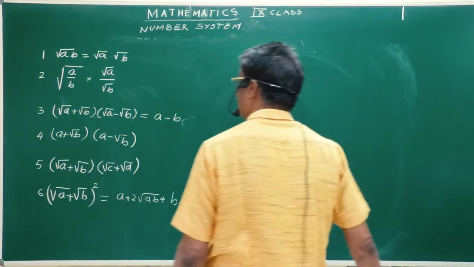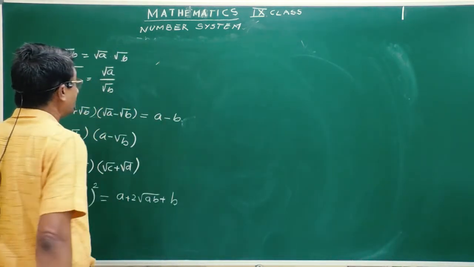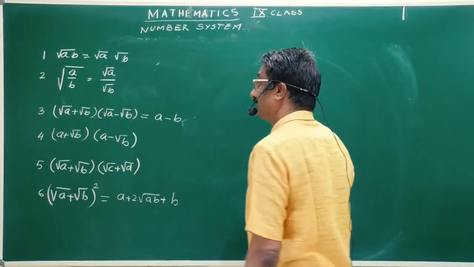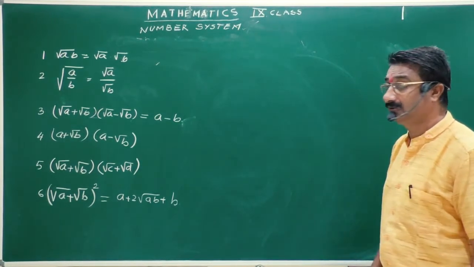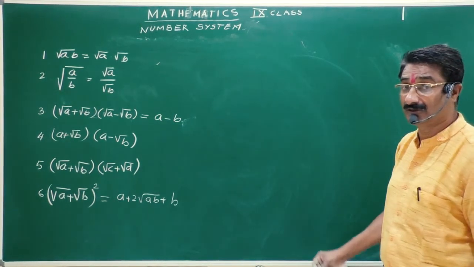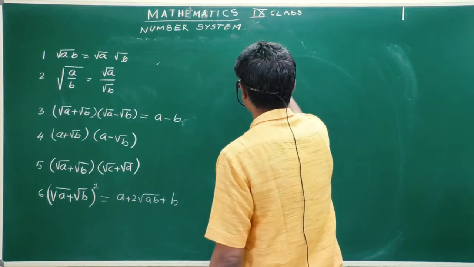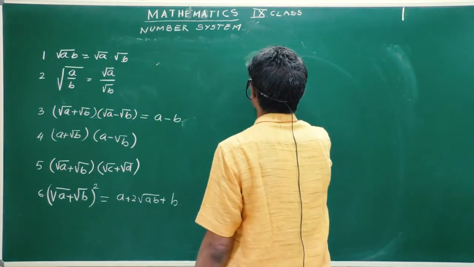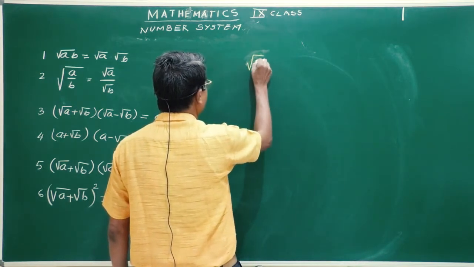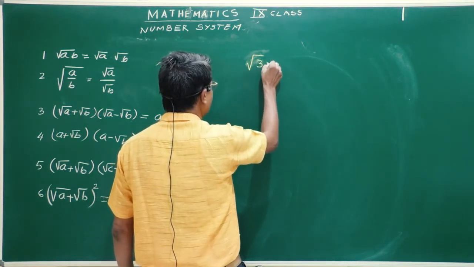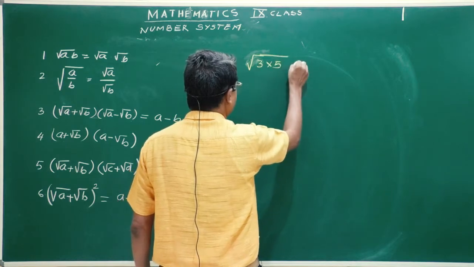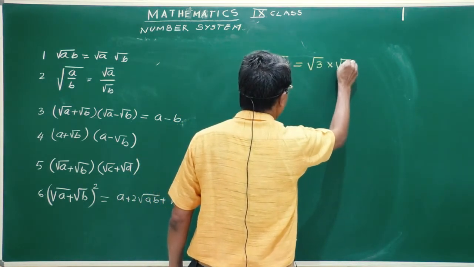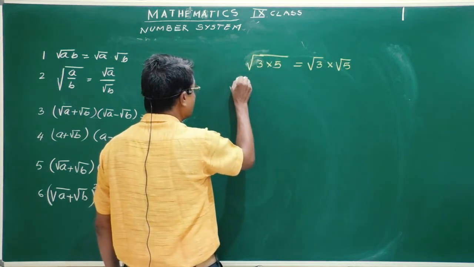So now there are some identities related to the roots. Under root AB is equal to under root A into under root B. I am taking an example; the identity is written here and is also written in the book. Under root 3 into 5 can be written as under root 3 into under root 5. We can understand like this also.